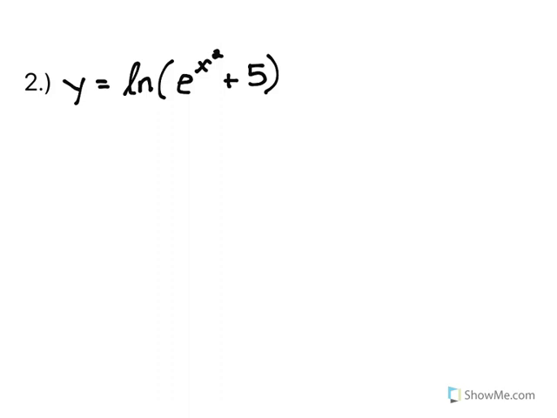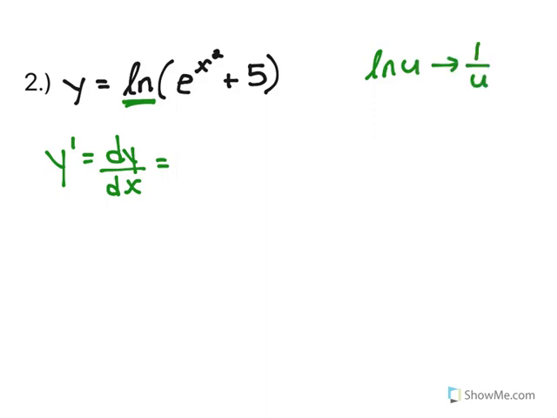So this is first and foremost a natural log function, so I need to remember how do I do the derivative of a natural log. So again, y prime or dy dx. Again, you don't need both notations, just one or the other. The derivative of a natural log of u is 1 over u times the derivative of u, okay? So this is 1 over the inside, e to the x squared plus 5, times the derivative of e to the x squared plus 5.